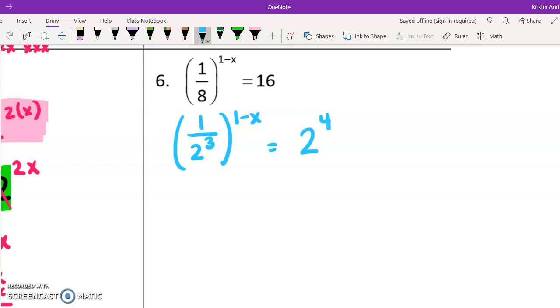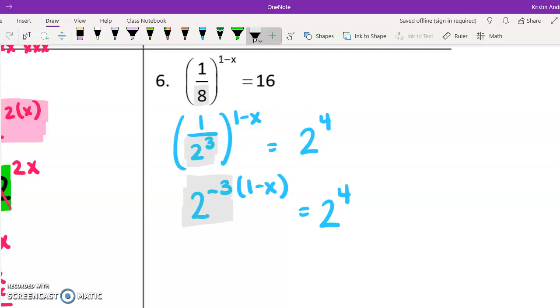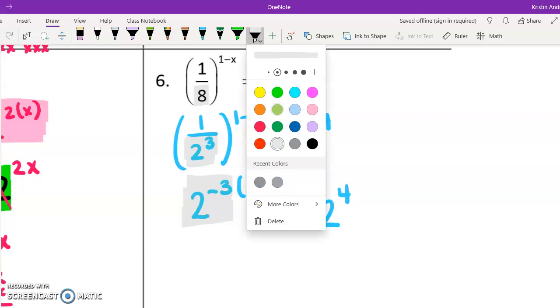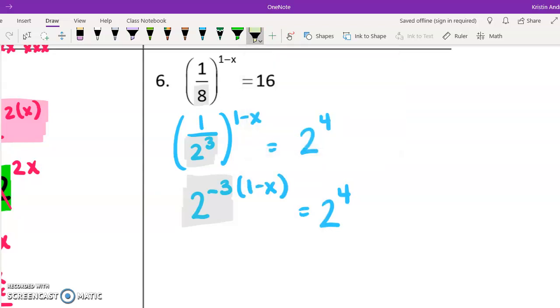Now, I don't like that on the left-hand side, this one is in the denominator, so I'm going to move that up to the numerator by making it 2 to the negative 3rd. And then keep the 1 minus x in parentheses. So here's your 8. And then to make that go to the numerator, I made it 2 to the negative 3rd. Keep your exponent 1 minus x. And then the 16, we just converted that to 2 to the 4th power, and I just copied that down.